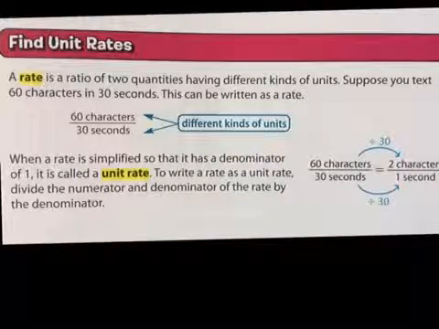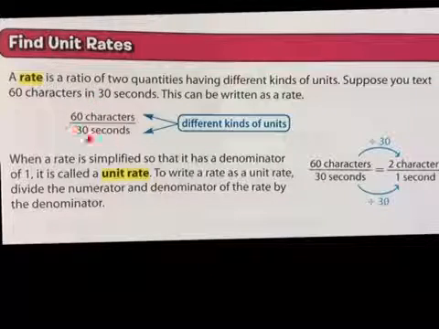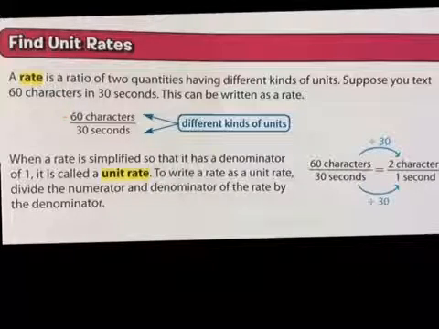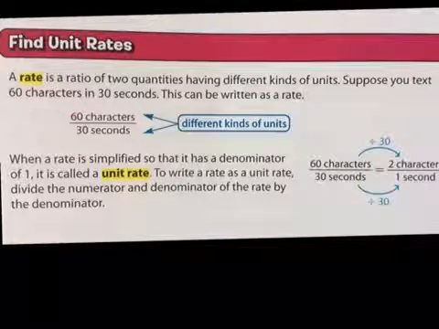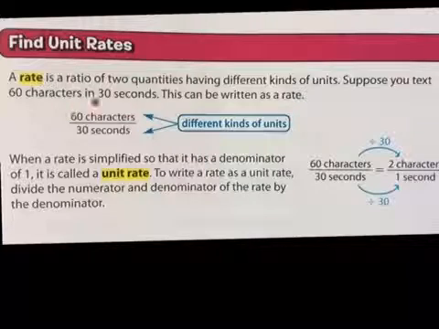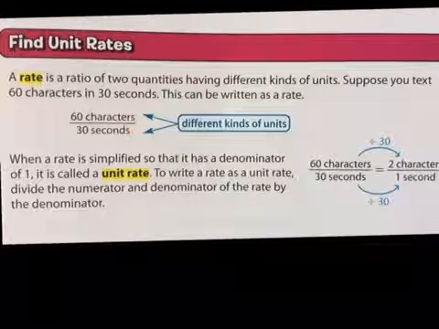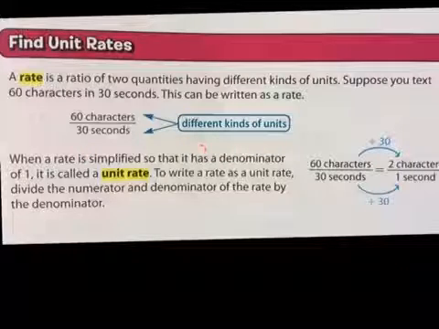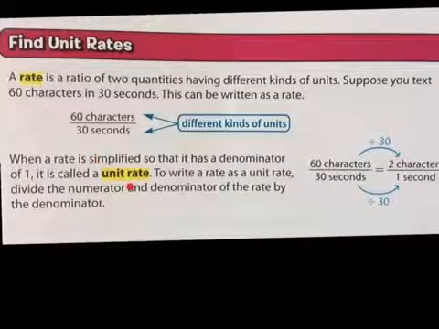Suppose you text 60 characters in 30 seconds. This can be written as a rate, 60 characters in 30 seconds. Now you know you can simplify this, right? They're both multiples of 30. Here you have two of them, and here you have one. So you could actually say you have 2 characters per second, right? When a rate is simplified so that it has a denominator of 1, it's called a unit rate.